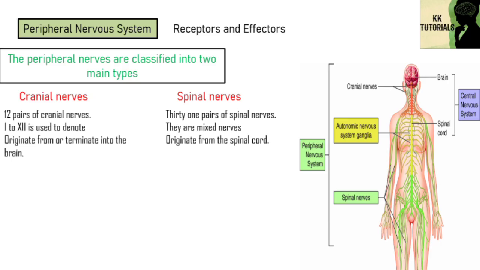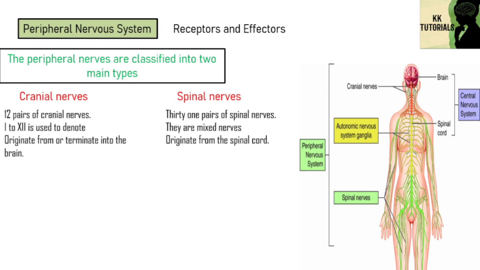The second part of nervous system is peripheral nervous system. The peripheral nervous system connects the central nervous system, that is brain and spinal cord, to the different parts of the body having receptors and effectors. Depending on the connection to the CNS, the peripheral nerves are classified into two main types: cranial nerves connected to the brain and spinal nerves connected to the spinal cord.